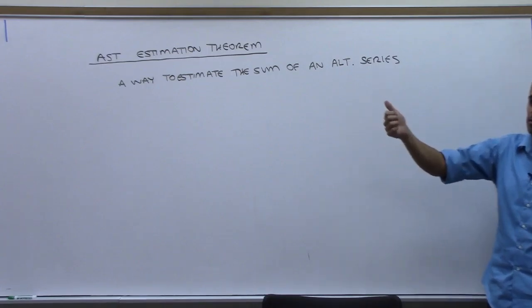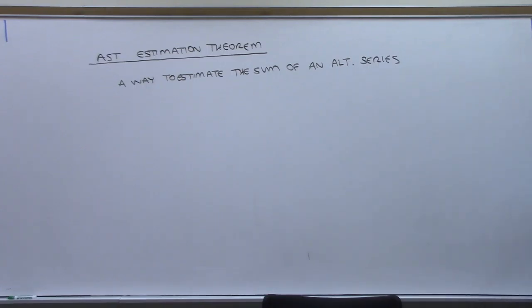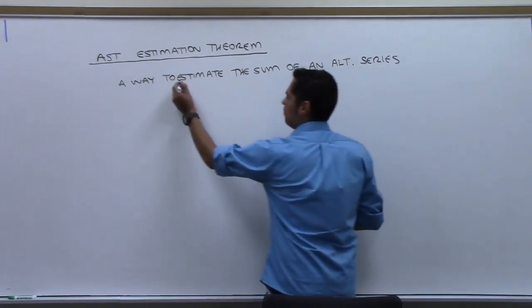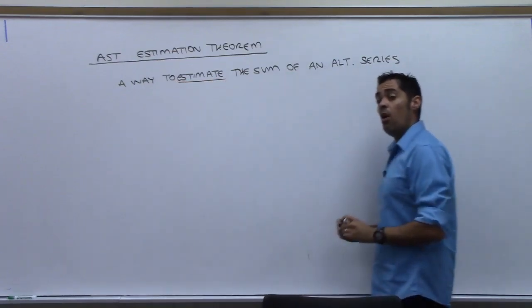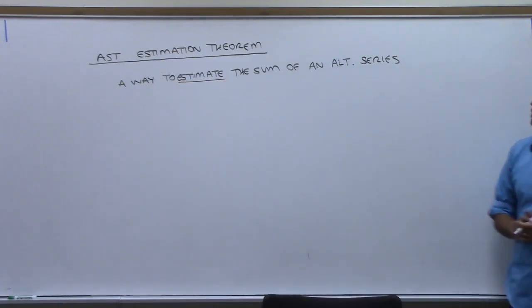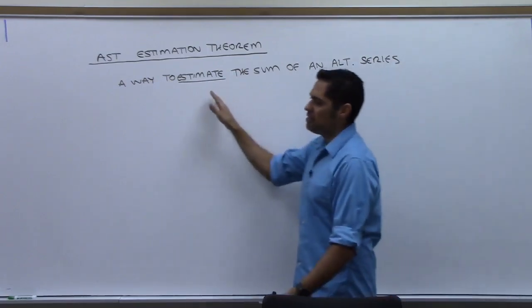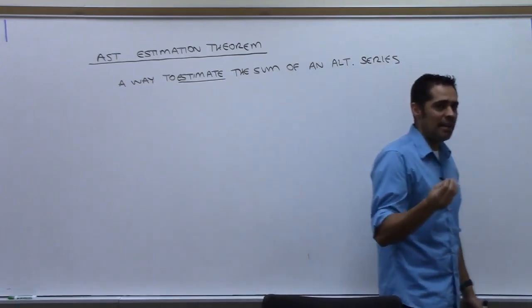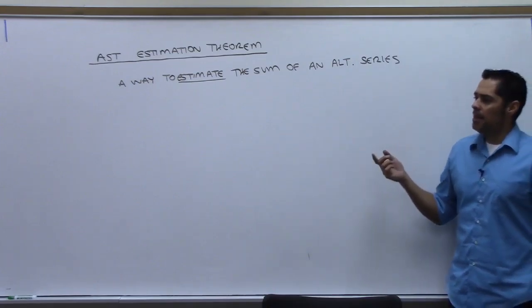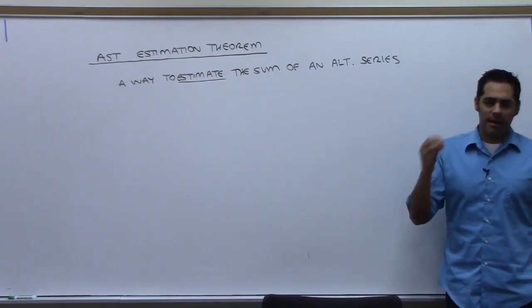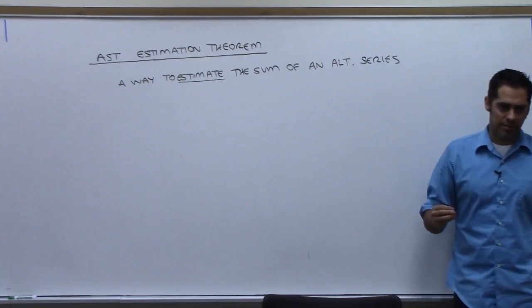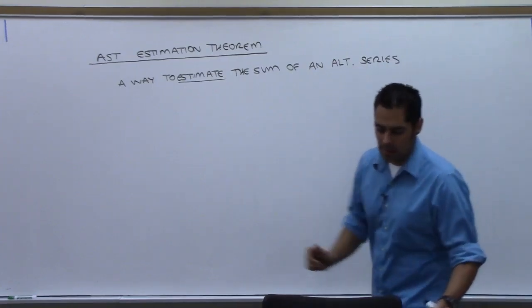That's all we've been able to do. This theorem gives us a way to estimate what the sum of an alternating series is, but it only works for an alternating series. And you may not be happy with the word estimate because you probably want the exact answer, but you can estimate it as closely as you ever want to the true answer. All right, so let me write the theorem out for you.